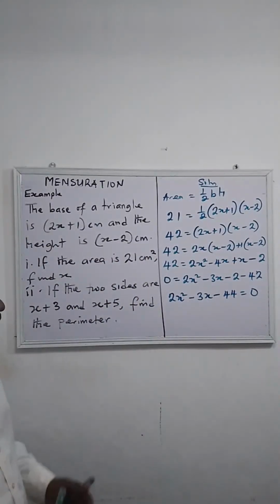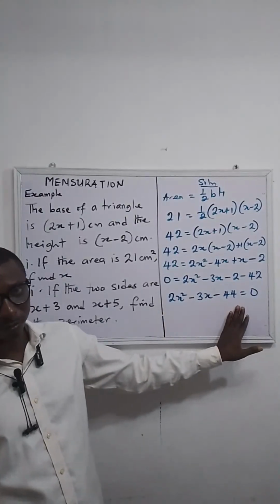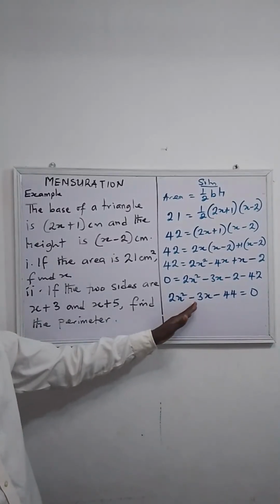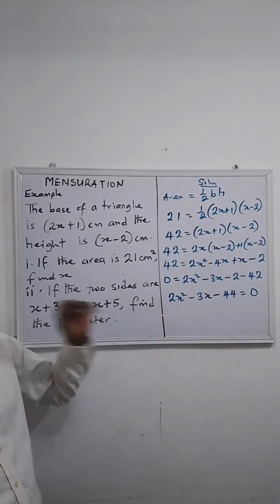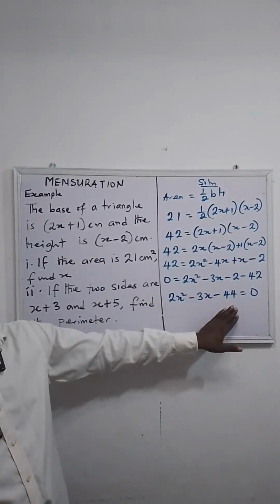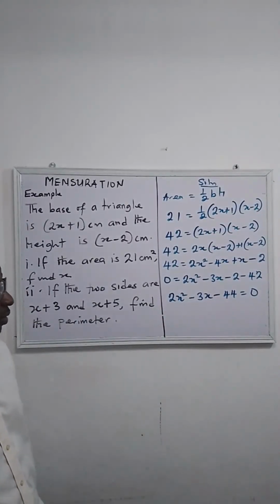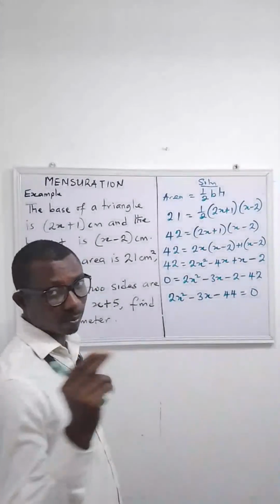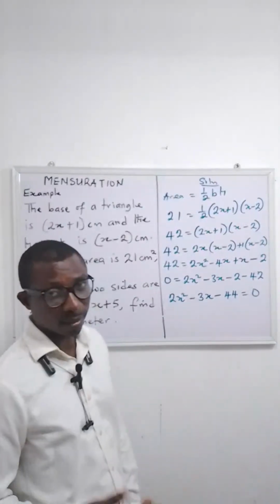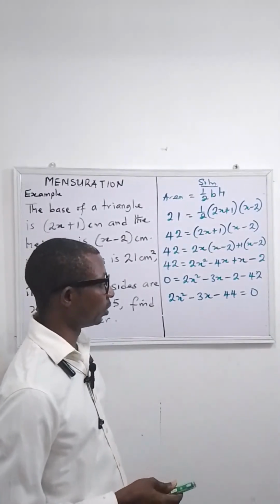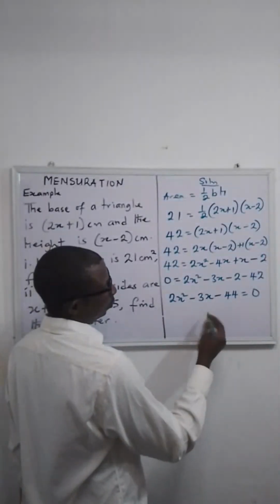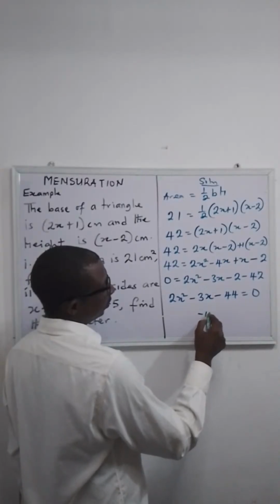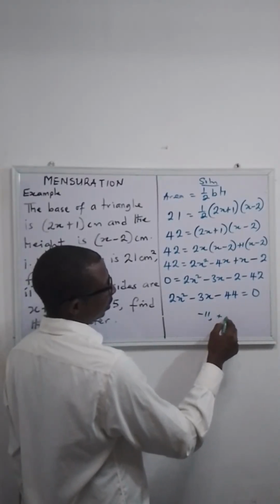Alright, can you see that? We now have a quadratic equation. So how do we do this? You identify the sum and product. Now look at this. The sum is negative 3, while the product is 2 times negative 44, that's negative 88. So what are the two numbers that must be added to get the sum and multiplied to get the product? Now let's look at it. We should begin to think of, let's say, negative 11 and positive 8.